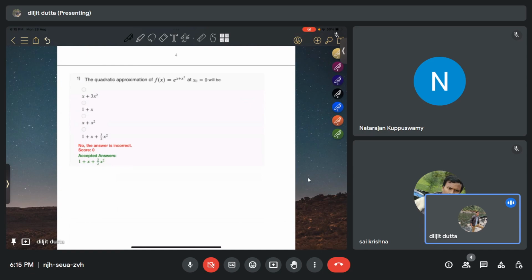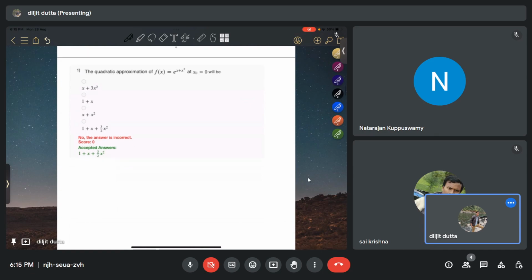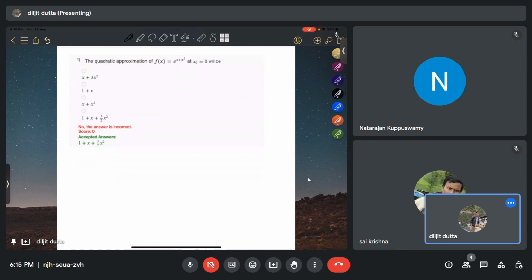Okay, then we'll proceed with the problems. Let us solve the problems one by one. The first problem: the quadratic approximation of f of x is equal to e to the power x plus x square at x not equal to 0. Now we have to do this for only one iteration, because x not equal to 0 is given. We have to do only the first iteration.